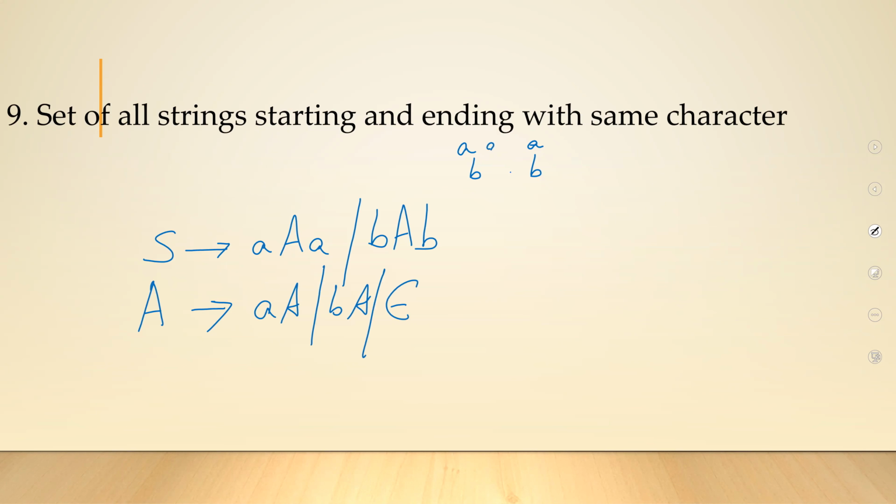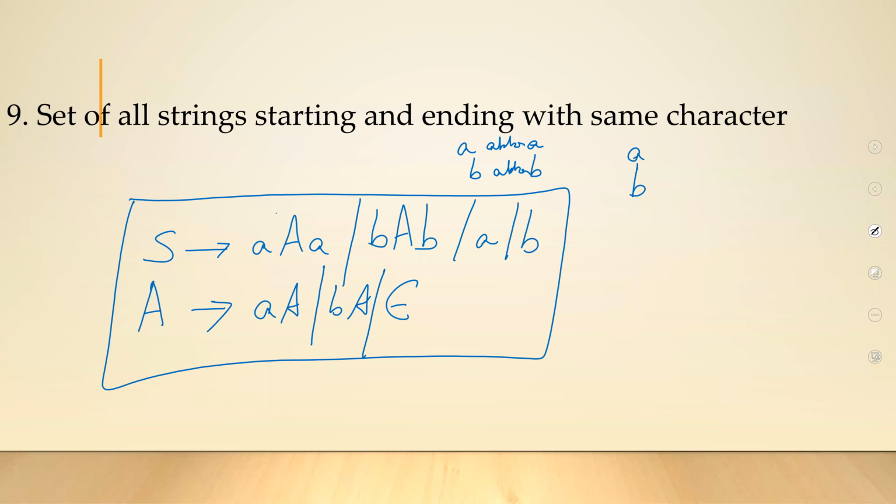Starting with A, ending with A, here you'll have to take care of a single-length string also. A, single length A, it starts with A and ends with A. Single length B, it starts with B and ends with B. So you can even write A, B over here, that is also possible, single length. These two will be at least double length, but you should take care of this: single A is possible, single B is possible. So I just give it an or, single A, single B. Set of all strings starting and ending with the same character.